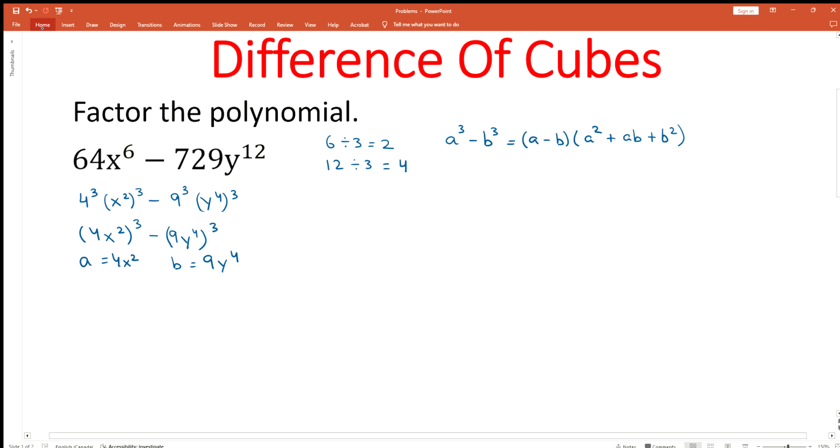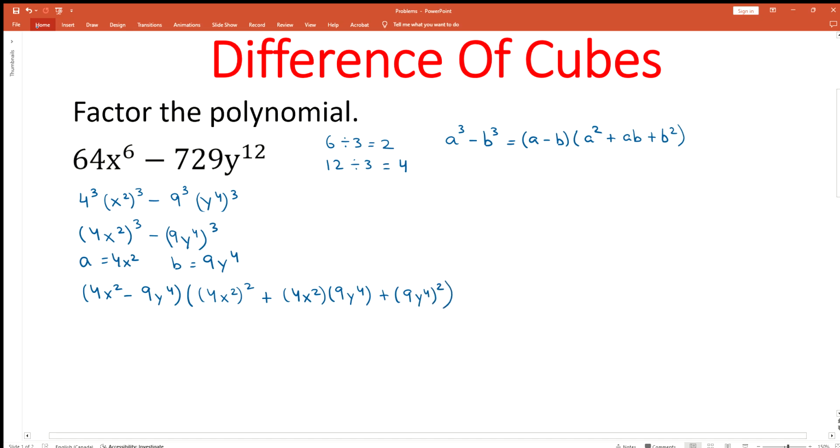Now we can use the formula for the difference of cubes factoring method to factor this expression. In the first parentheses, we get 4x squared minus 9y to the power 4. And in the second parentheses, we get the square of 4x squared plus 4x squared times 9y to the power 4 plus the square of 9y to the power 4.